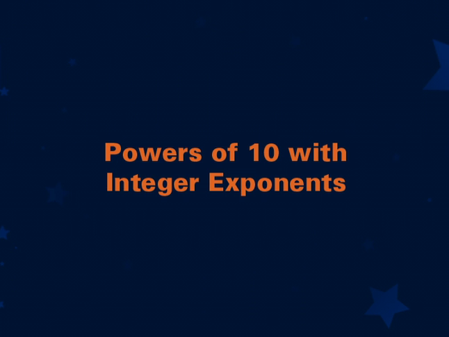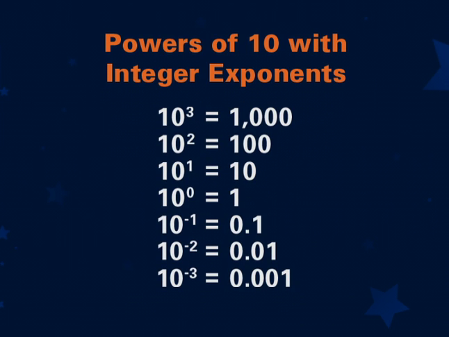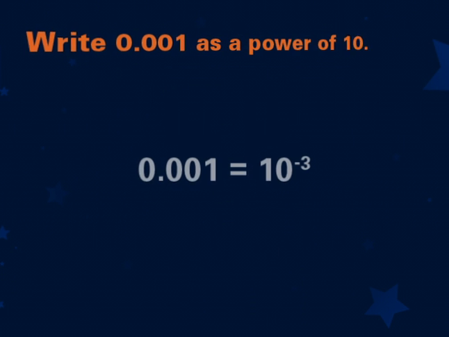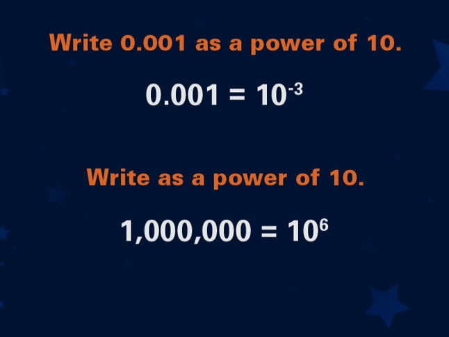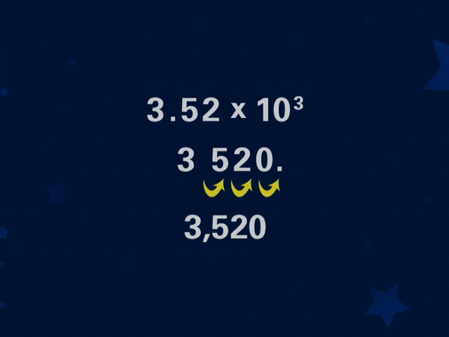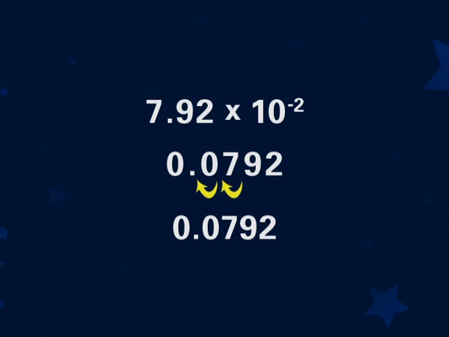We began this lesson by studying powers of 10 with integer exponents. Powers of 10 with integer exponents are place values. To write a power of 10 that is less than 1, use the opposite of the number of decimal places in the number as the exponent in the power. To write a power of 10 greater than or equal to 1, use the number of zeros in the number as the exponent in the power. To multiply by a non-negative power of 10, move the decimal 1 place right for every power of 10. To multiply by a negative power of 10, move the decimal 1 place left for every negative power of 10.